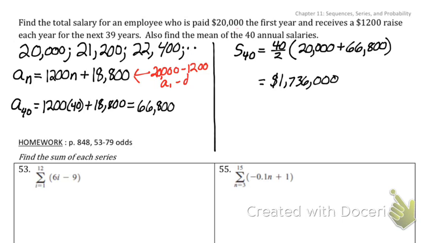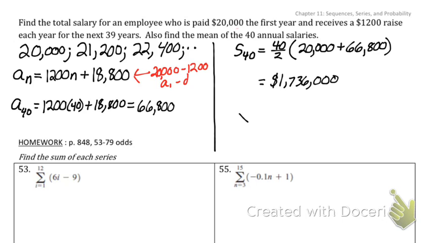So if you're only getting paid $20,000 and you get a modest raise each year, after 40 years you're a millionaire. That's that can-do attitude. As long as you're not spending money on anything else, you're a millionaire. Is that the average though? Did he average $1,736,000 each year? No, it is not.